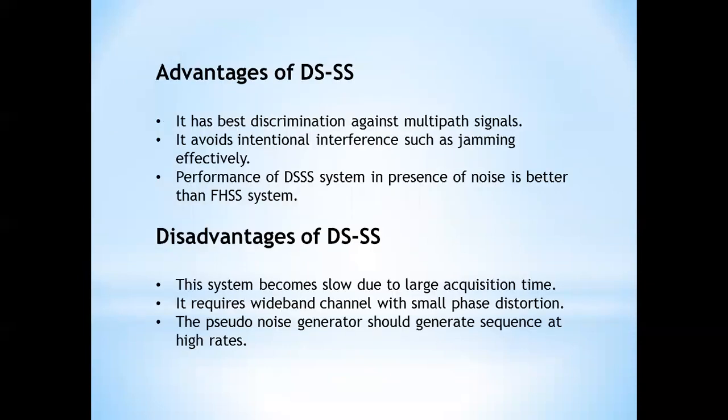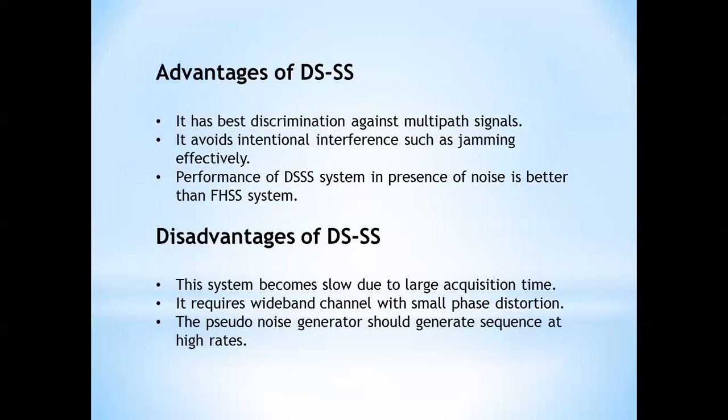Next is advantages of DSSS system. This system has a very high degree of discrimination against the multipath signal. Therefore, the interference caused by the multipath reception is minimized successfully. The performance of DSSS system in the presence of noise is superior to other systems such as FHSS system. This system combats intentional interference, jamming, most effectively.